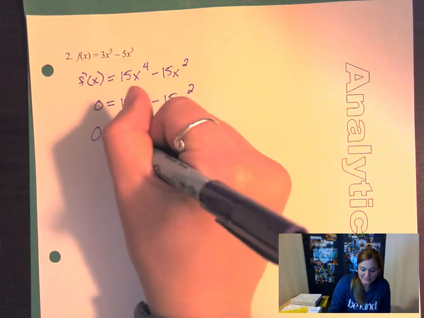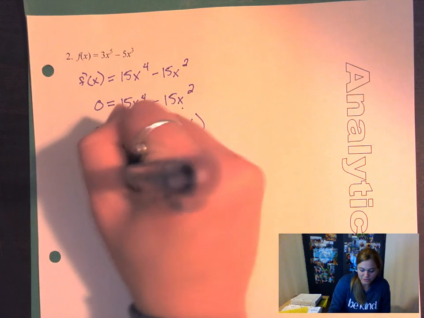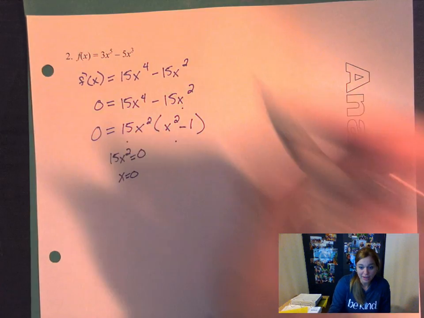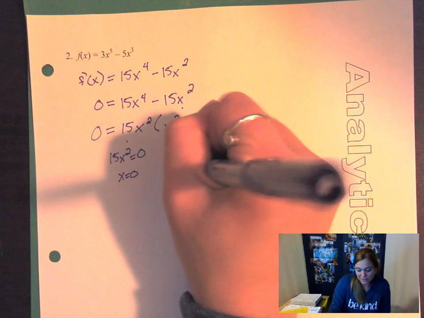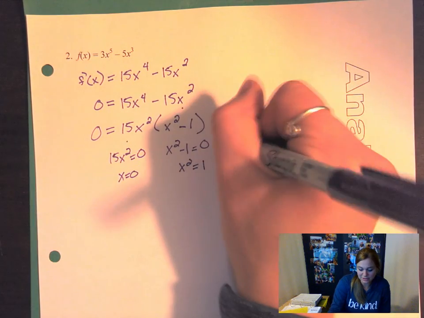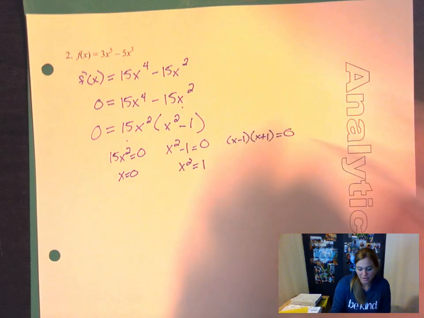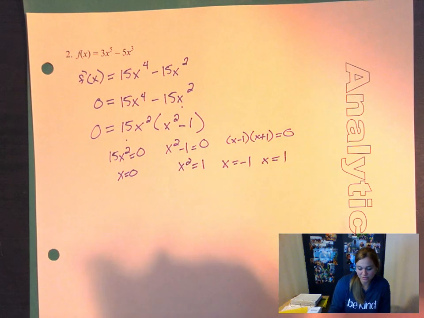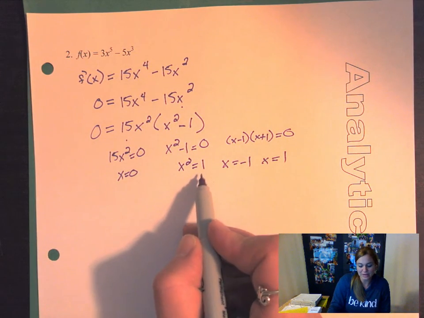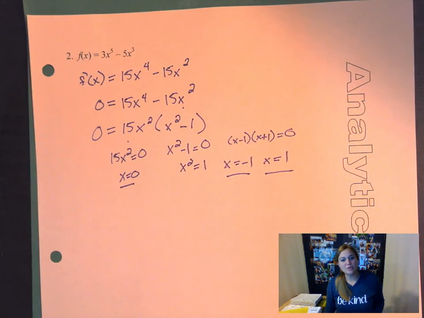Because right now I can set each component, 15x squared, equal to 0. And so I know I need an x equals 0. And then I can set x squared minus 1 equal to 0. That means x squared is equal to 1, or you could have done this and set x minus 1 times x plus 1. Either way, you would get x equals negative 1 and x equals positive 1. Same thing here, because you do plus or minus the square root. So I've got these values. Okay, what's the next thing to do?